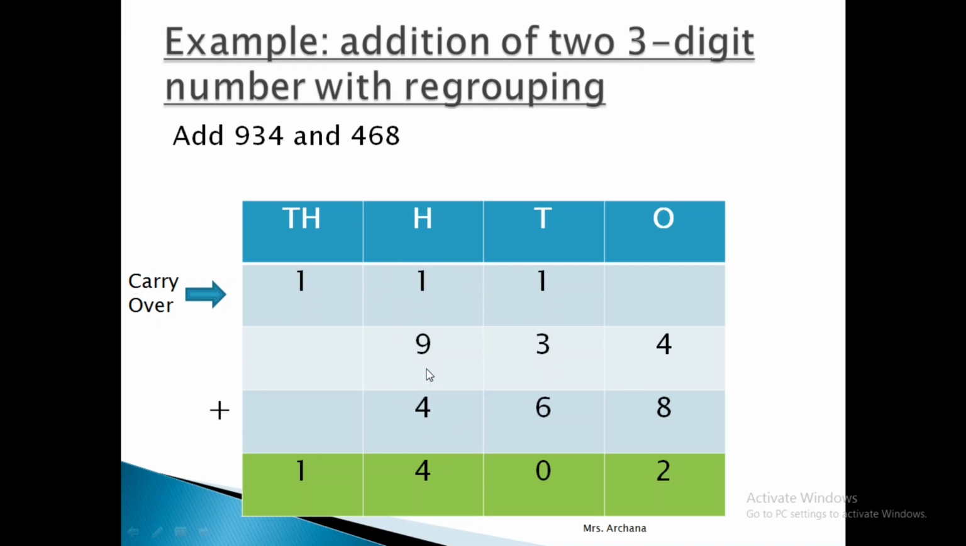How much will you get? 9 plus 1, 10, 10 plus 4, 14. So place the 4 here. Again you take the 1 to the thousands place. Suppose there is no number in the thousands place, then no need to add, so you place the 1 here. This is the addition value.